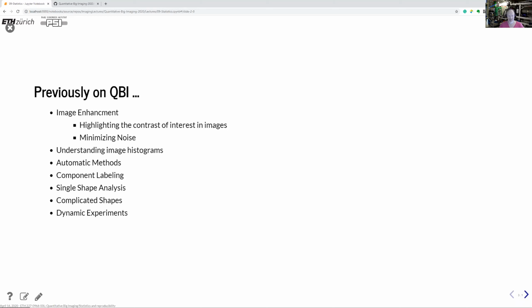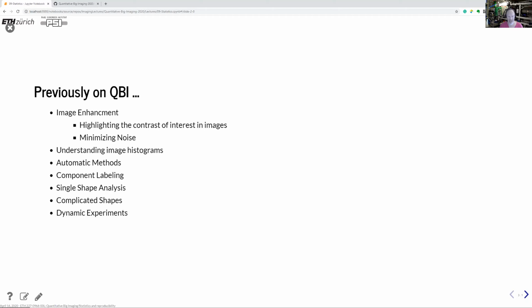Until now in the class, we have been talking about pretty many things. We are going towards the end. Starting out with defining images and how to enhance them, reduce the noise, enhance features that we want to look at. Also looking into the histograms, understanding grey level distributions, going towards automatic segmentation methods and labeling, and using that information, we are now able to do shape analysis and also more complicated shape analysis, bringing us towards the dynamic experiments, which is going more towards the big thinking, and that we have a lot of data. Dynamic experiments are time series where you acquire information from different timestamps.